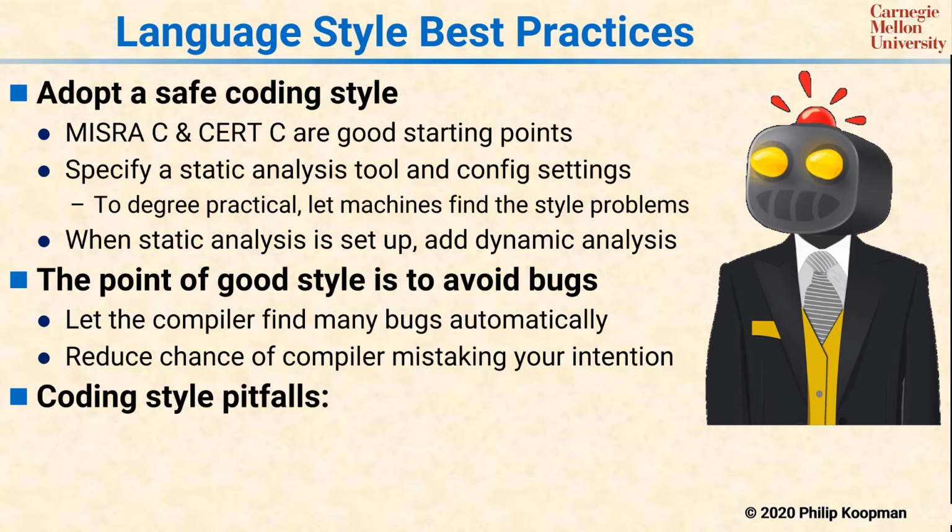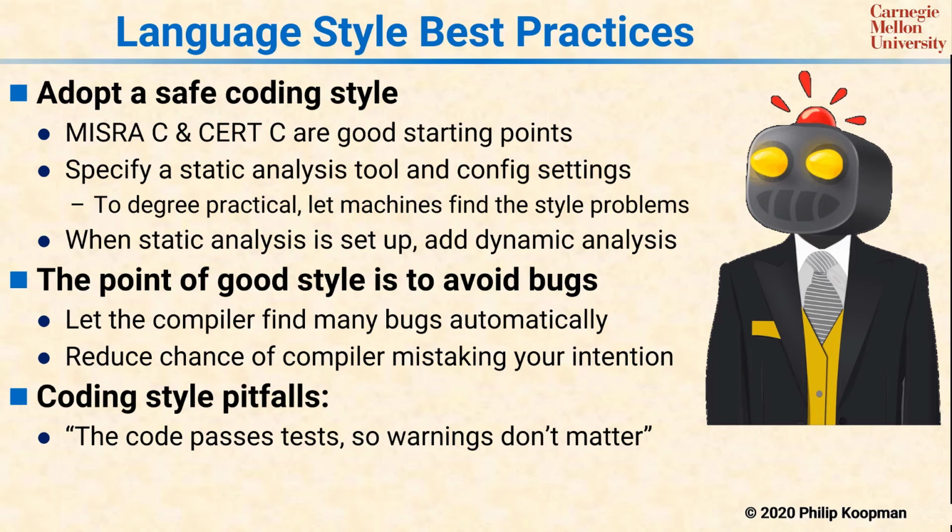There are some pitfalls for coding style. The first pitfall is thinking that just because the code passes tests, all those warnings don't matter. You might be passing tests because your tests are very weak, because you got lucky, or because, in general, this particular version of the compiler just happens to behave the way you need it to.